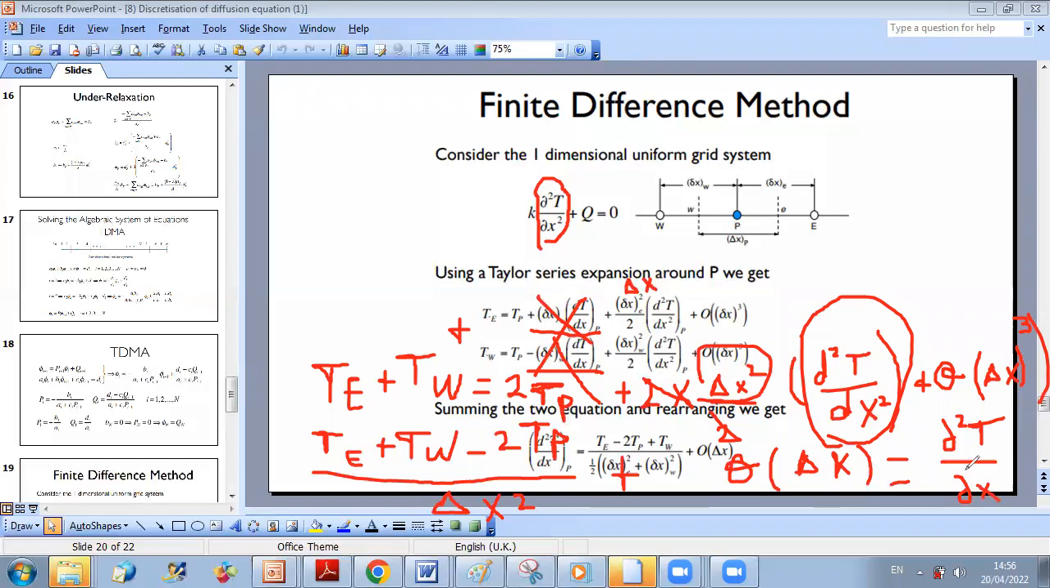So now what we did together is that we found an expression for the second derivative of T, function of T east, T west, and Tp, with an error of the order of delta x. And this is a first order error relation.